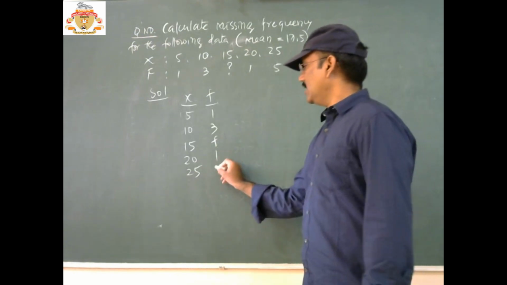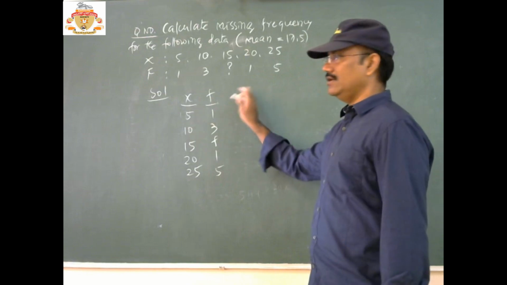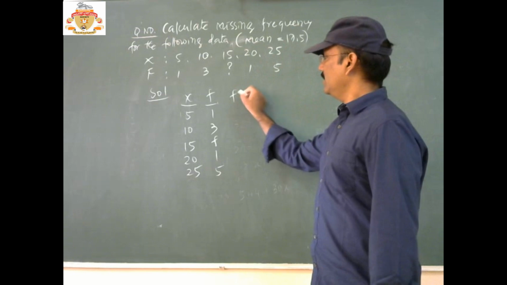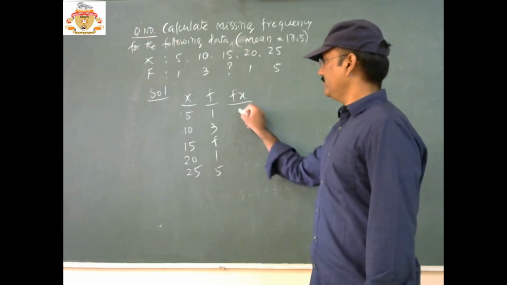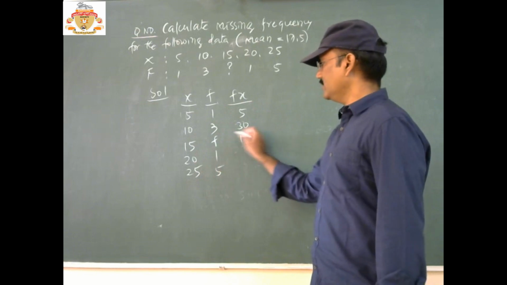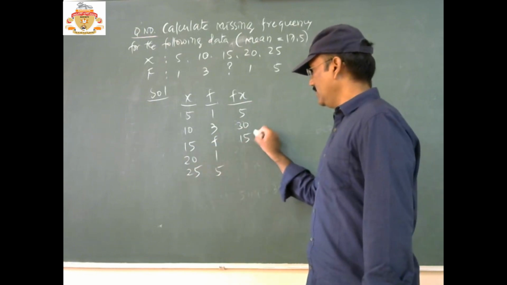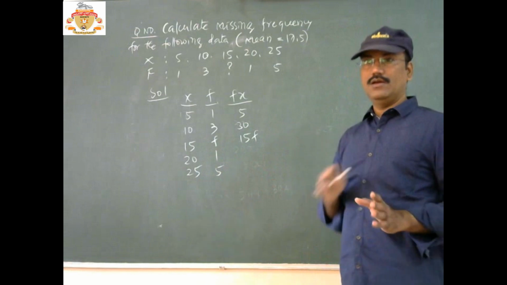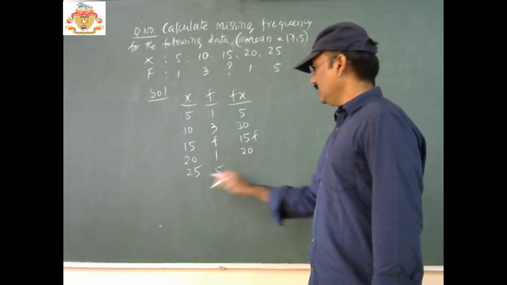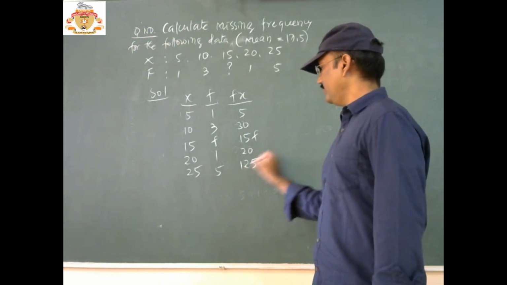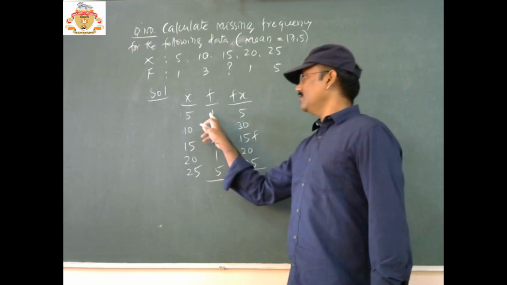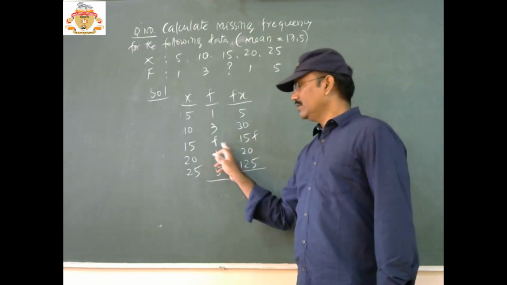So I use f for the missing frequency. Next number is 1, last number is 5. Now multiply f into x, because we need to use the formula of mean. fx: 1 into 5, 5. 10 into 3, 30. 15 into f, 15f, not 15 plus f. It was multiplied, so 15 into f means 15f. 20, and 25 into 5, 125. So total of this column and total of this column. Now I will add: 1 plus 3, 4. Leave this f.